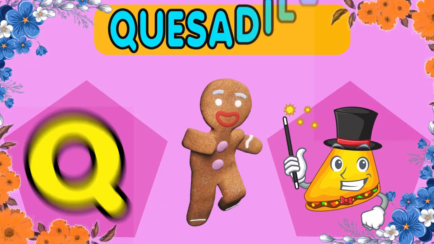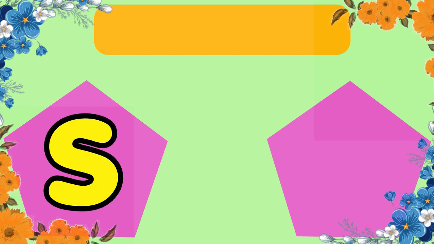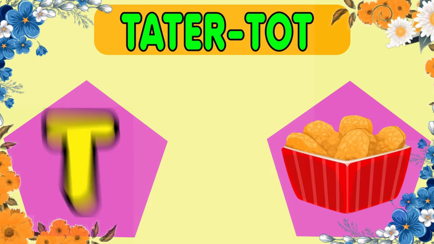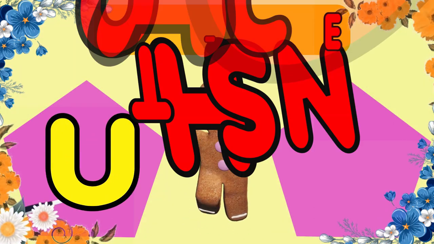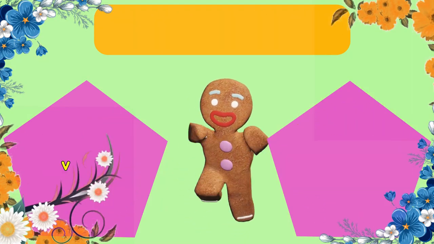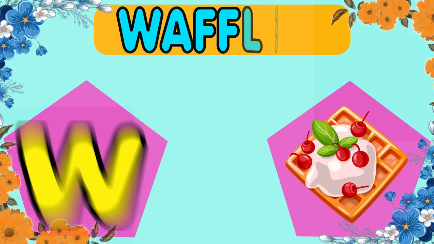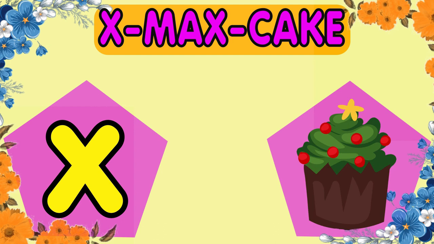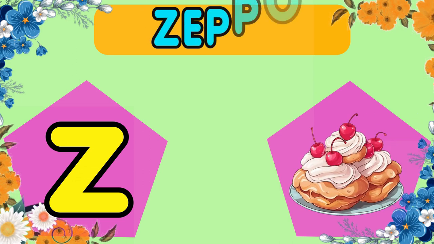Q is for quesadilla. Quesadilla. R is for roasted chicken. Roasted chicken. S is for sandwich. Sandwich. T is for tater tots. Tater tots. U is for Utah scone. Utah scone. V is for vanilla wafer. Vanilla wafers. W is for waffles. Waffles. X is for X-moss cake. Y is for Yorkshire pudding. Yorkshire pudding. Z is for Zeppo.